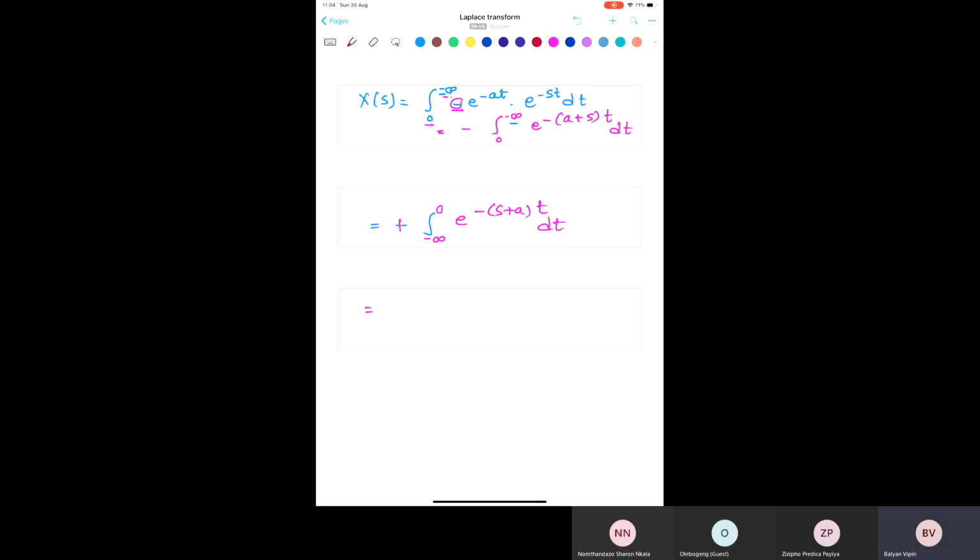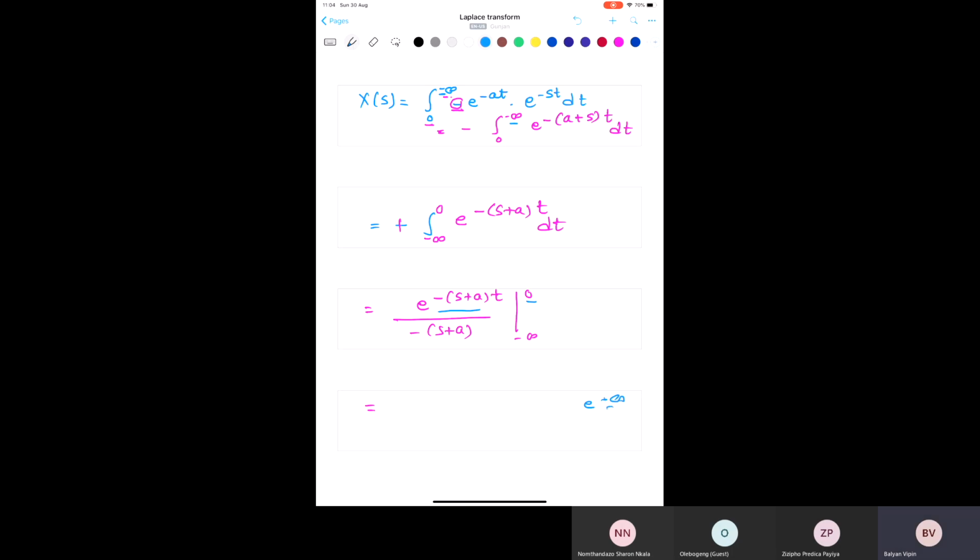So when you integrate it, the limits will be minus infinity to 0, which will be equal to, when you put the upper limit, e raised to the power 0, which is 1, and when you put the lower limit, it will become e raised to the power minus infinity.